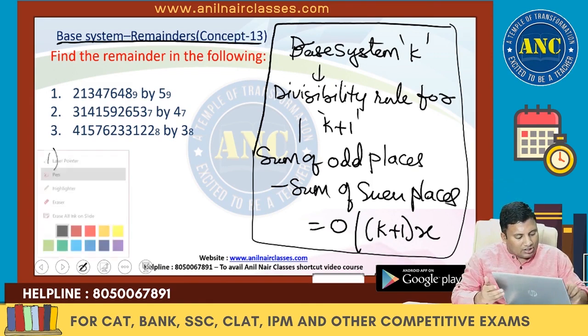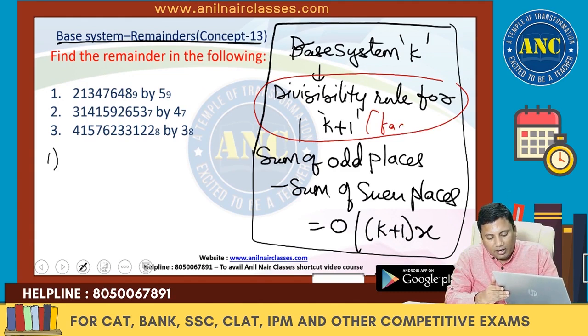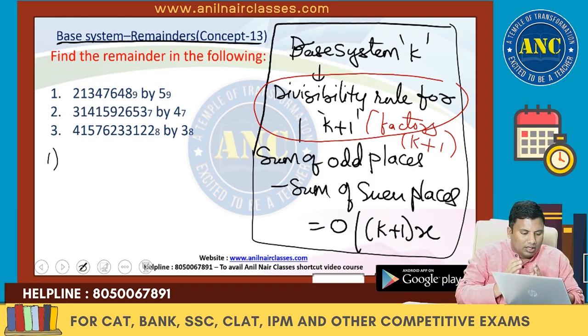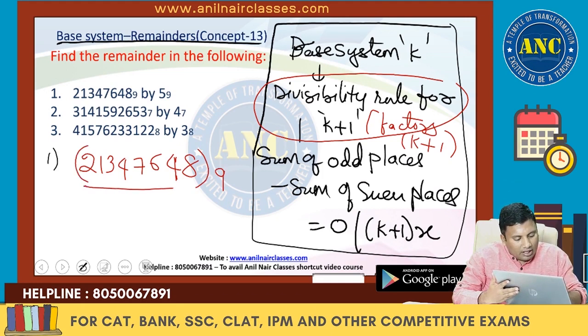Now, another concept which we discussed: it is not only for the divisibility rule for K plus 1, this also holds good for all the factors of K plus 1. That means, for example, if this question is there: 2, 1, 3, 4, 7, 6, 4, 8 in base system 9, it is divisible by 5 in base system 9.